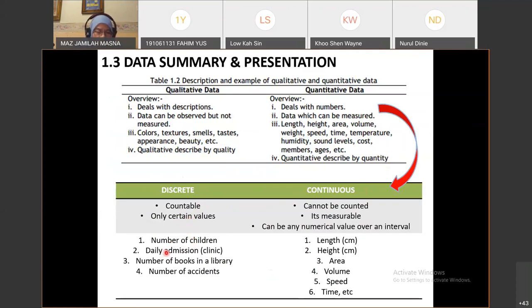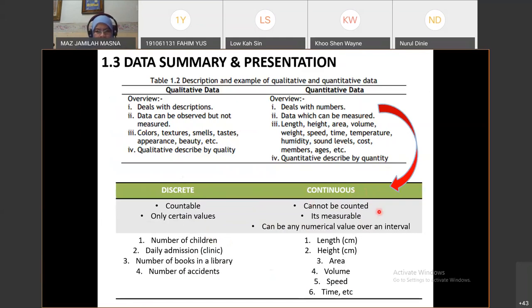Second, daily admission in a clinic. Admission refers to the number of visitors that visit a clinic. We can count the number of visitors: 1 visitor, 2 visitors, 3 visitors, and so on. The same goes to the number of books in a library, and the number of accidents. All these reflect specific or certain values.